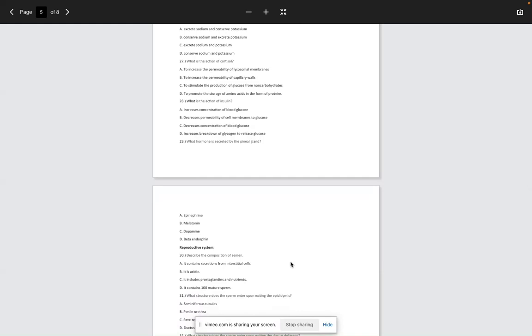Describe the composition of semen. It contains secretions from interstitial cells. It is acidic. It includes prostaglandins and nutrients. It contains 100 mature sperm. C, prostaglandins and nutrients. Yep, has fructose in order for it to survive. Why does it need fructose to survive?